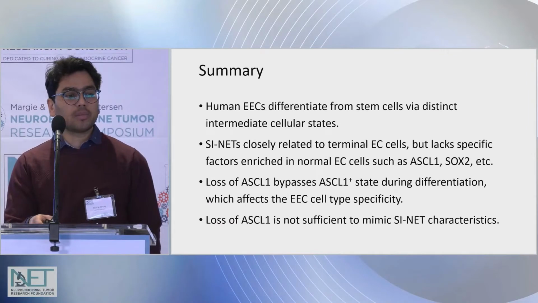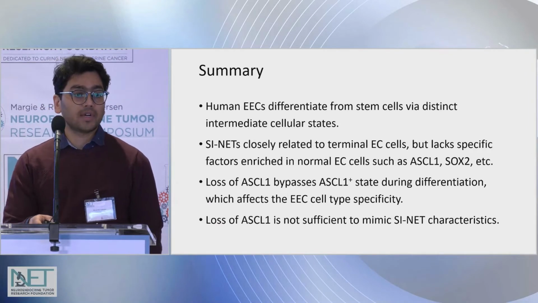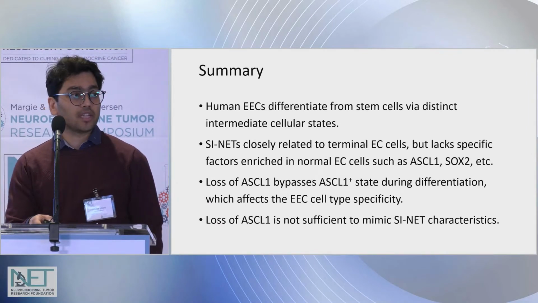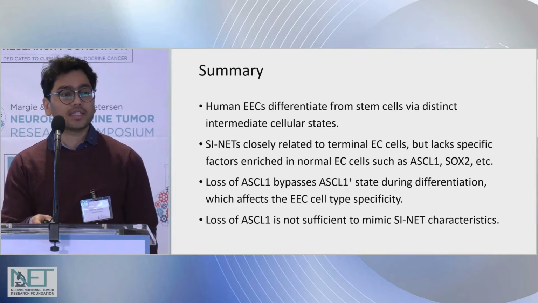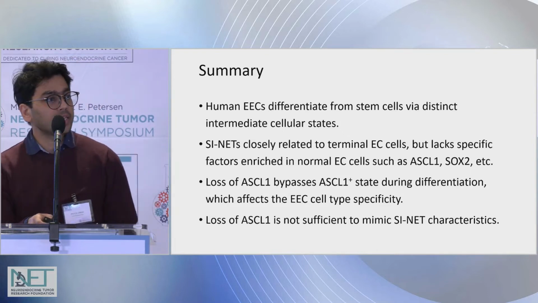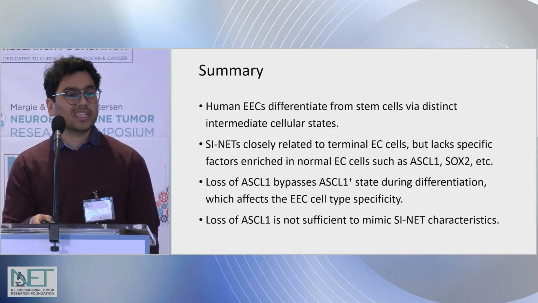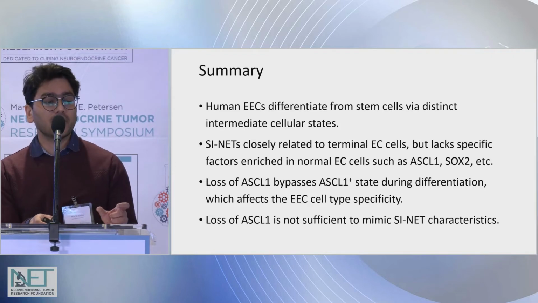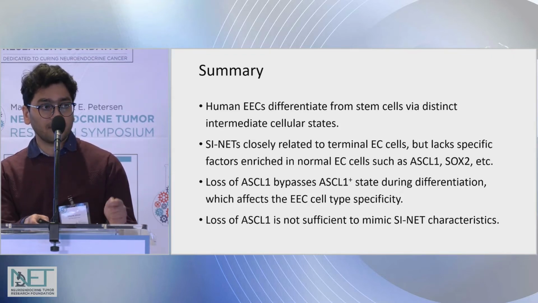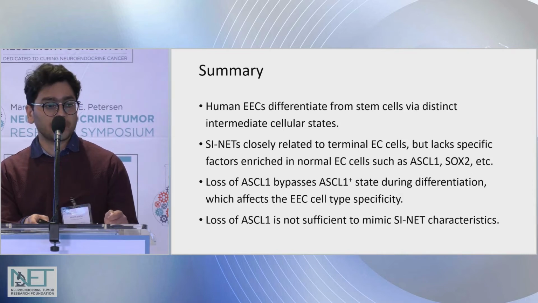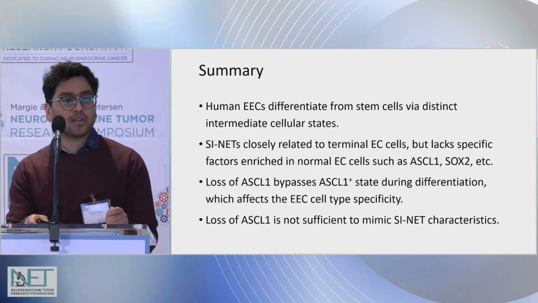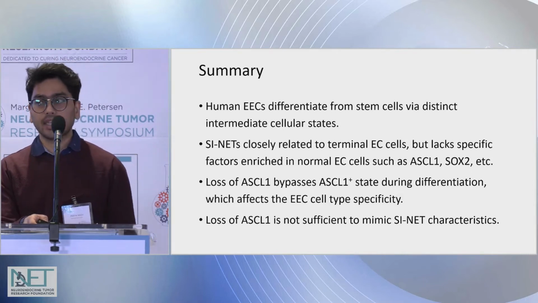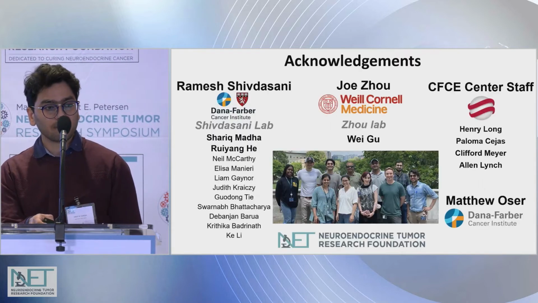So overall, to summarize, today we have identified distinct intermediate cellular states during enteroendocrine cell differentiation. SYNETs are closely related to the terminal EC cells, but lack specific factors that are enriched in normal EC cells. And the loss of ASCL1 factor bypasses the ASCL1 state during differentiation, and this affects the enteroendocrine cell specificity. However, loss of ASCL1 alone is not sufficient to mimic the SYNET characteristics.